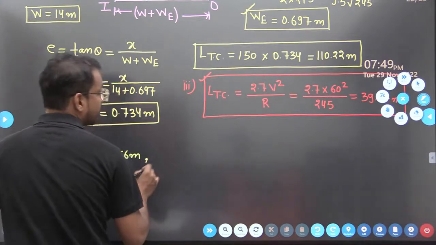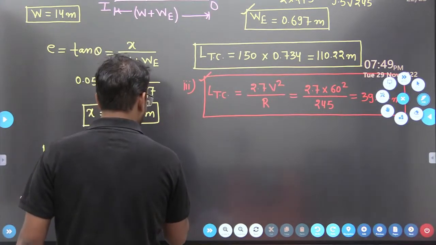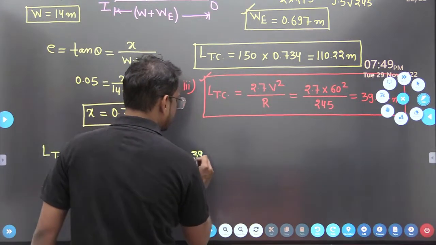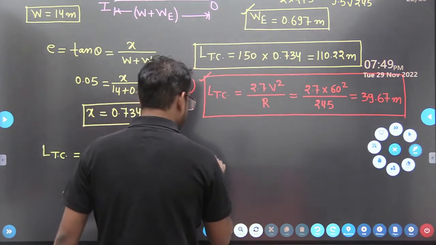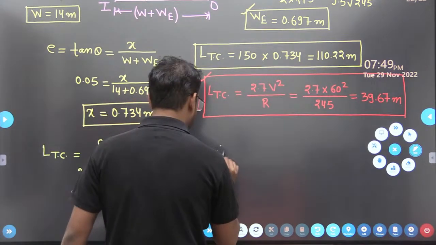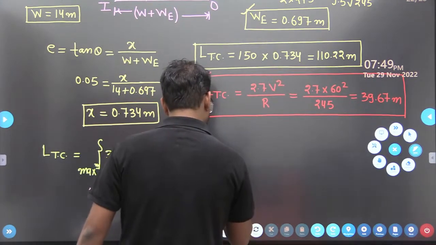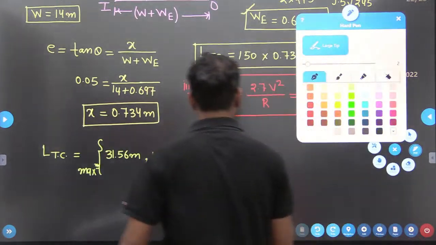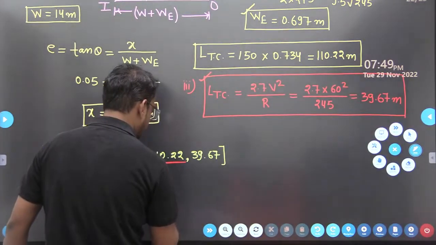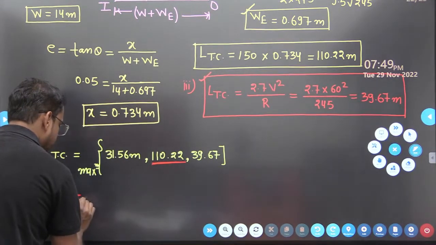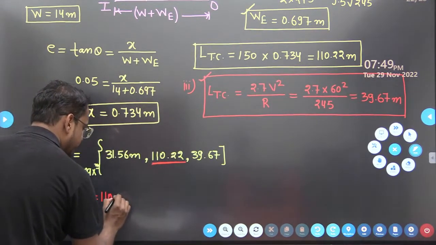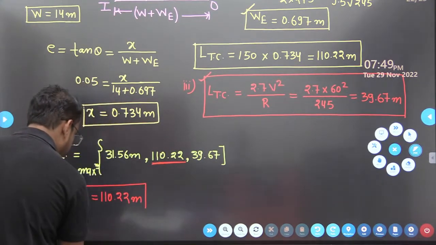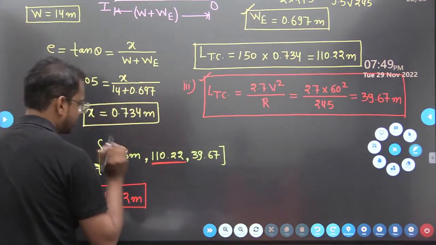As per second criteria, 110.22 meter. And as per third criteria, length of transition curve is 39.67 meter. Am I right? Whichever is maximum. So, the value is 110.22 meter. So length of transition curve, the final answer, becomes 110.22 meter. This is our final answer. Clear to all of you?